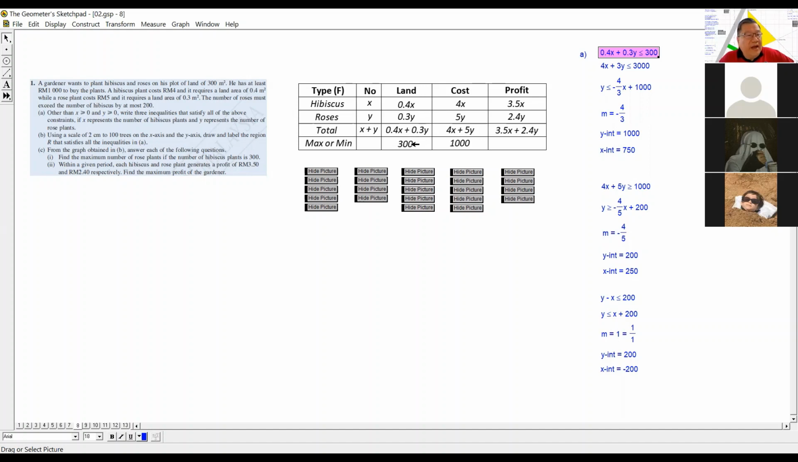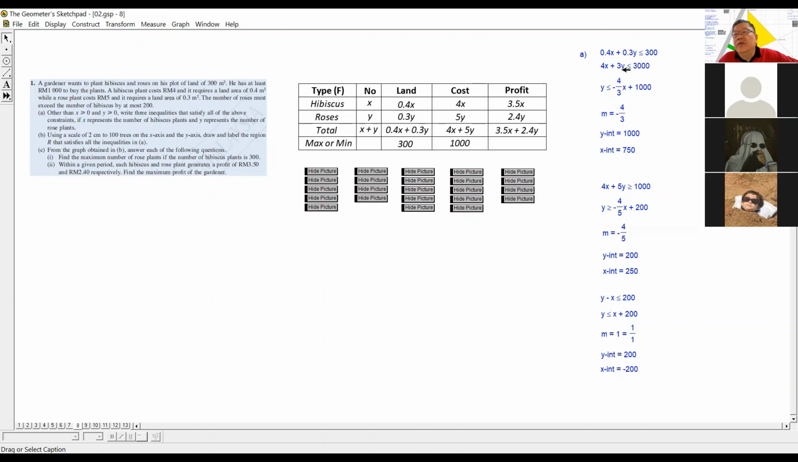Let's say if in another question they say acres, then it's acre. If they say the land is in hectare, then the last one also in hectare. You don't go and compare different units, then it will be all wrong. Right? So make sure the unit for the total and the unit for the constraint are consistent. Consistent means they have the same units. So that's why here I have 0.4, 0.3, and 300. Right? So now I simplify the equation.